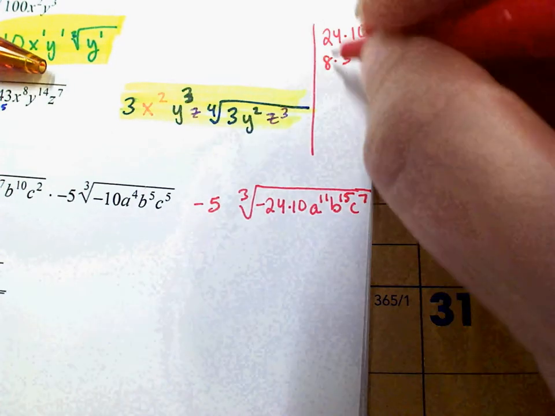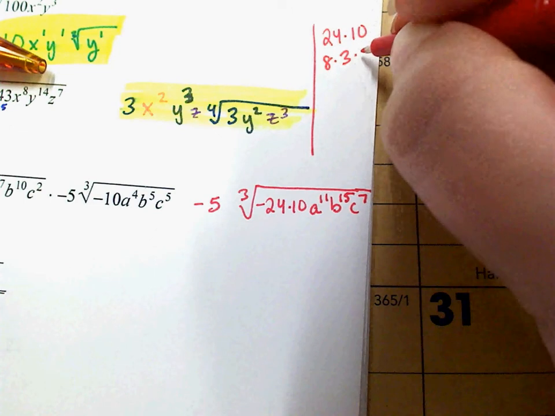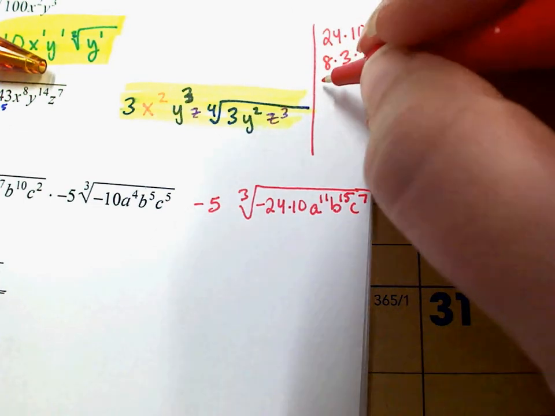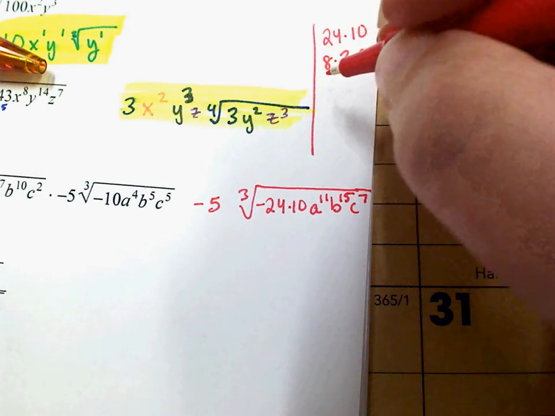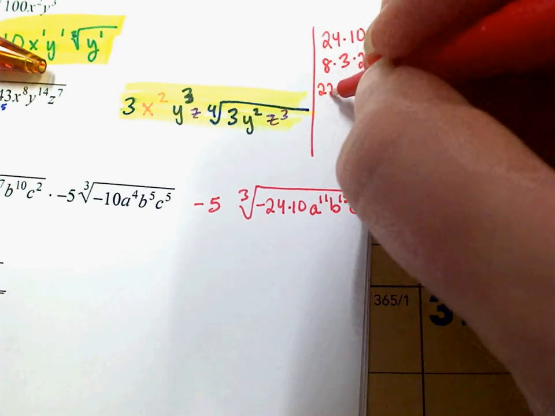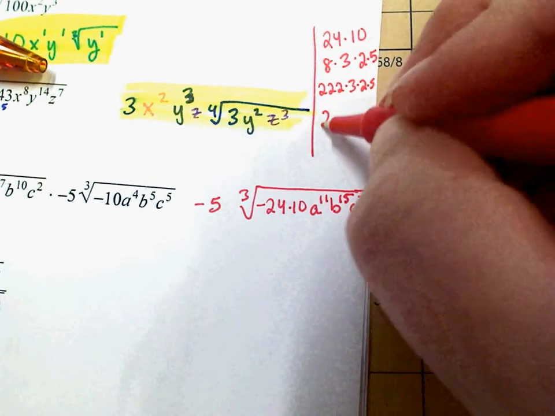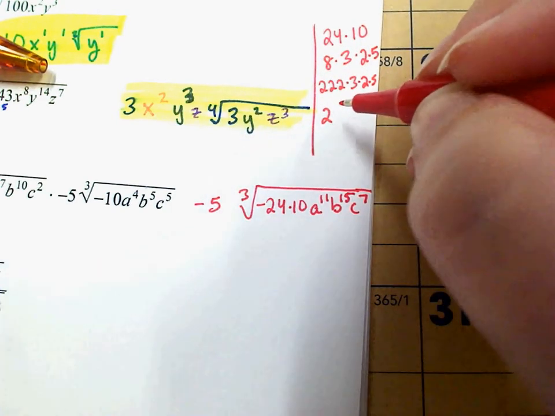What's 10? 2 times 5. What's 8? 4 times 2, and 4 is 2 times 2. So this is three 2's times 3 times 2 times 5. So if I broke it down, that would be 2 to the what? 4th times 3 times 5.